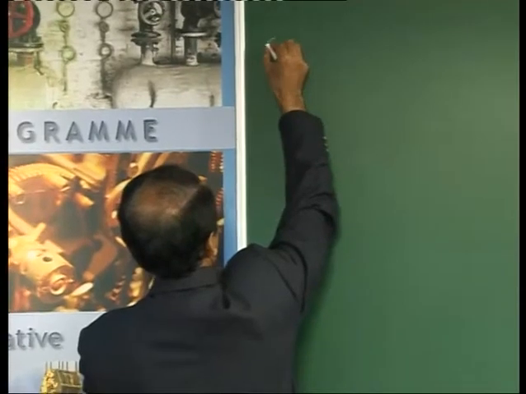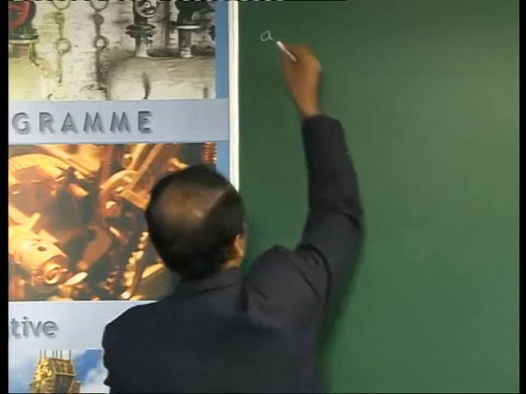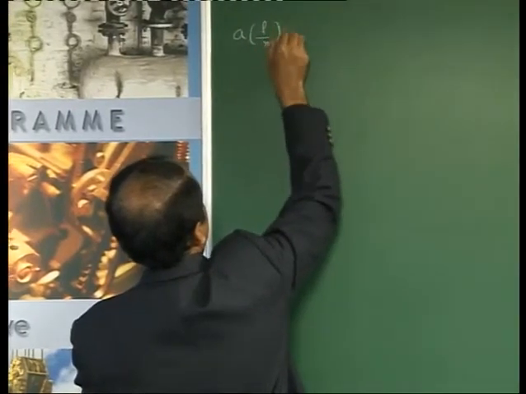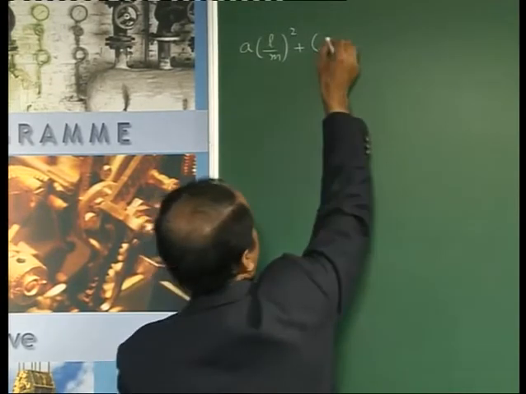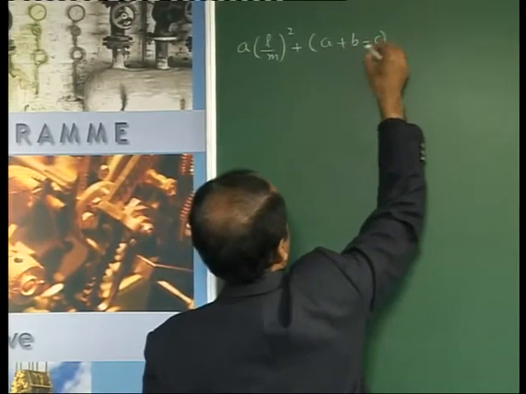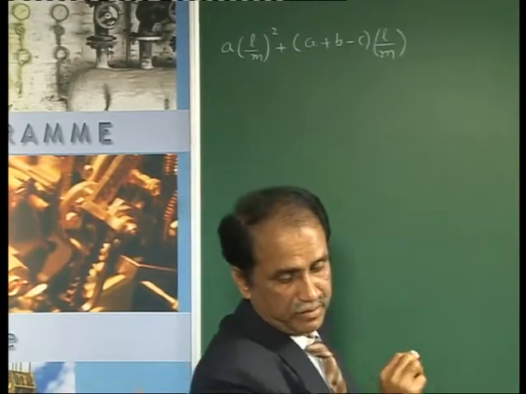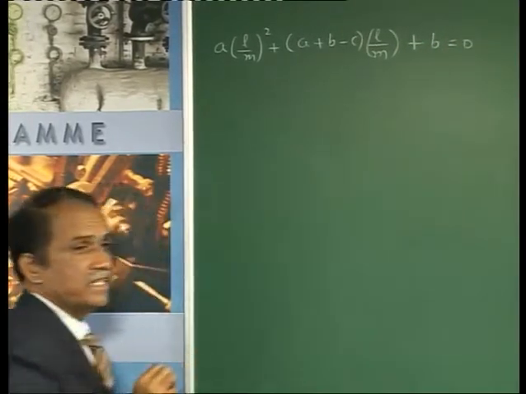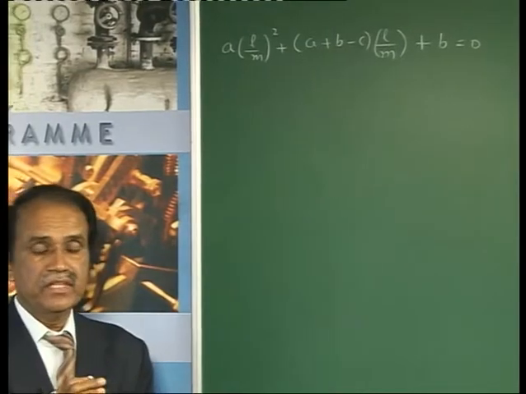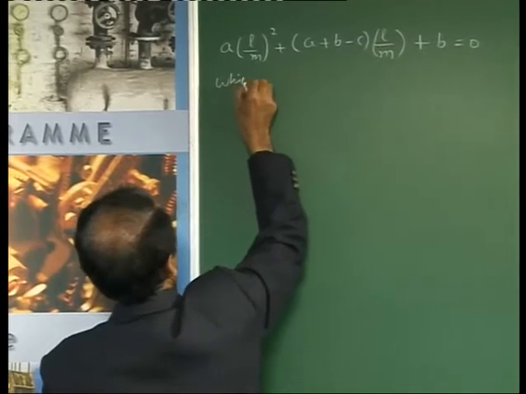At some stage I had the equation for the given two sets of equations: A into (L by M) whole square plus (A plus B minus C) L by M plus B equal to 0. What I claimed in this step is that it is quadratic in L by M.